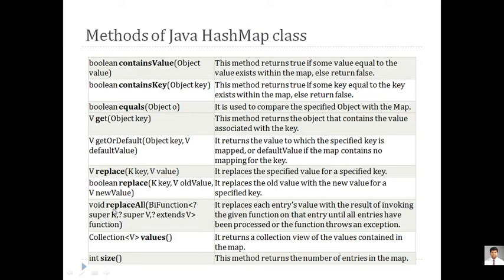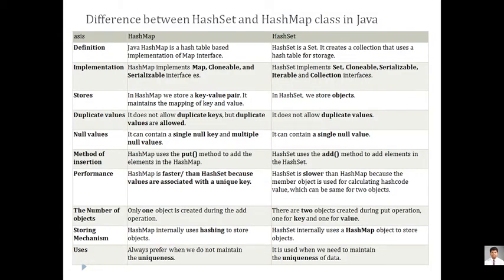Then there is another function called replace all. It will be replacing all of these. We'll have an example of that also. Then a values function, which comes from the collection framework, so all the values can be retrieved directly, and the size function for getting the size of your hash map. So these are repeated functions, and you will find them very simple to get.